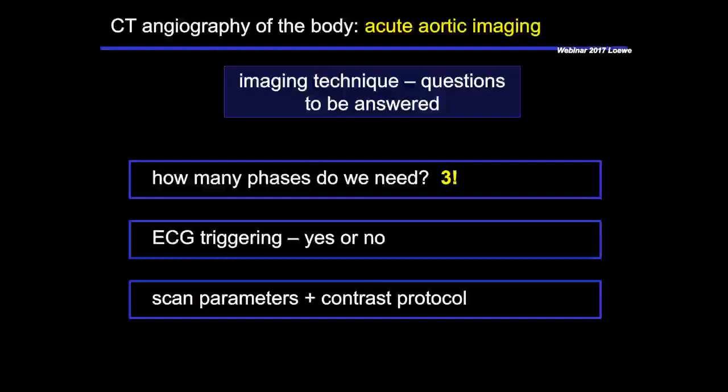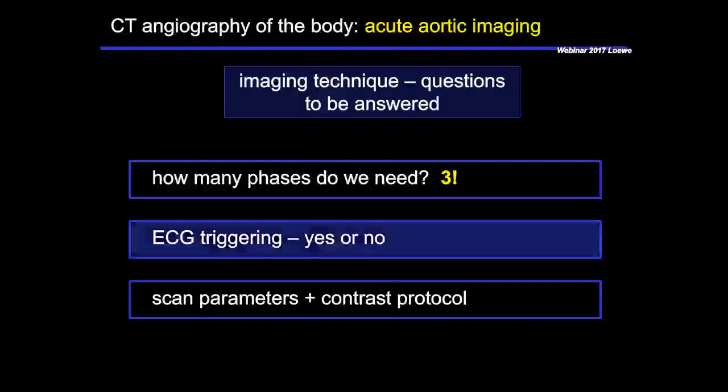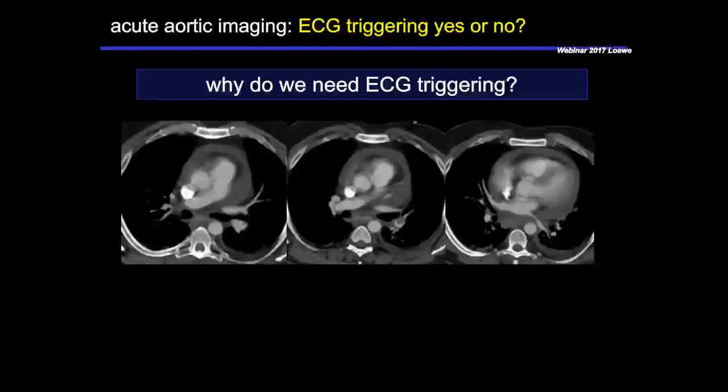The next question is about the ECG triggering yes or no, and I will try to answer the question by just showing you three examples. Well, that is an example of a 35-year-old male patient coming into the hospital suffering from severe acute chest pain. Then they did an echo, and they found this rather dense pericardial effusion, so there was a really high suspicion of an acute aortic dissection.